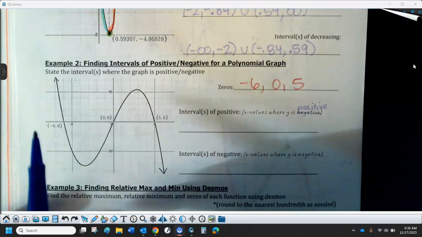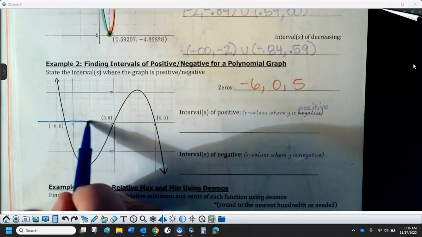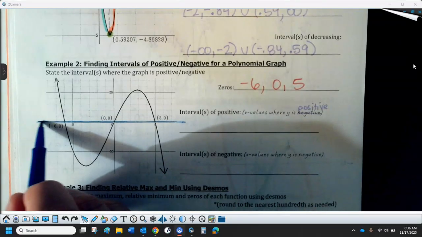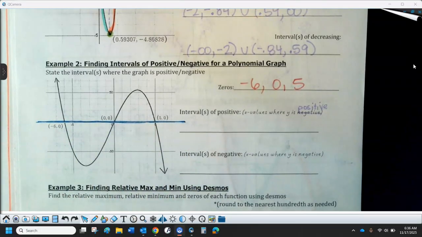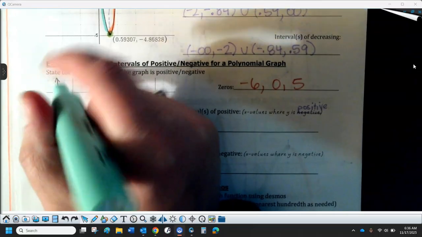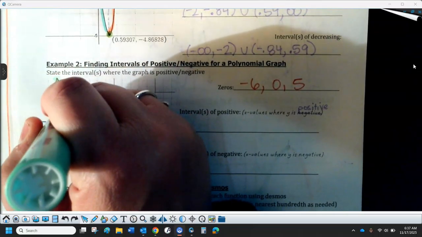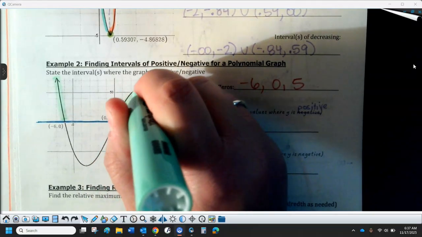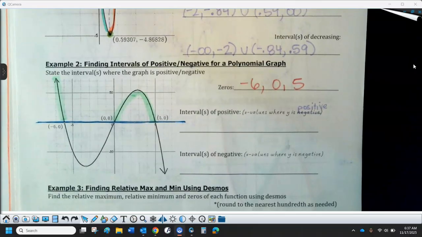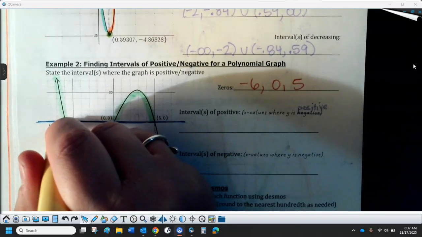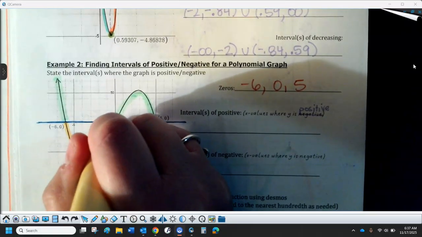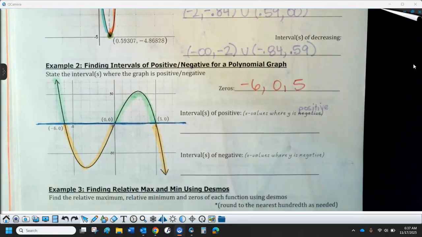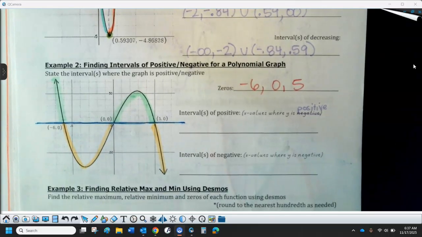If you want to think about the x-axis, it's like a line of demarcation, if you will. If I'm above the x-axis, my y value is positive. If I'm below the x-axis, my y value is negative. So I'm going to grab my highlighter here. This piece, all the y values are positive, and this little loop right here, all the y values are positive. And I'm going to grab a different color here. Wherever I'm below the x-axis, that's where my y values are negative. So there we go, and these switch over at the zeros.